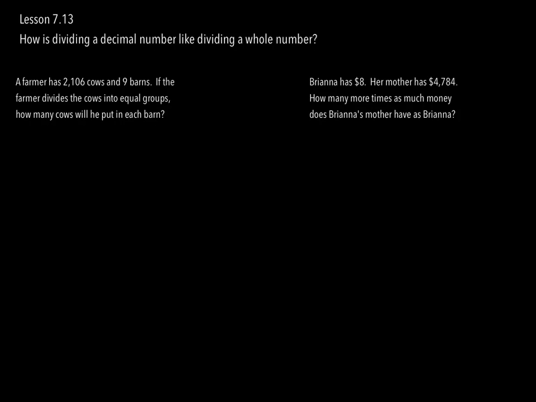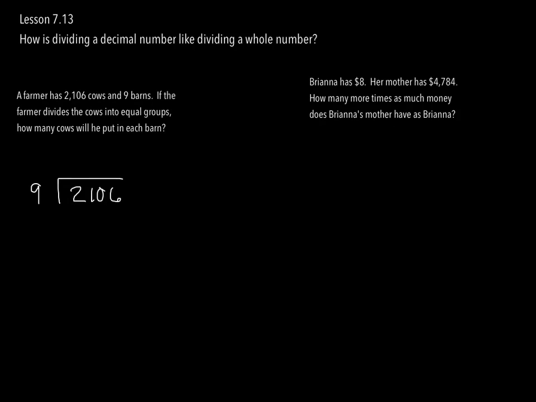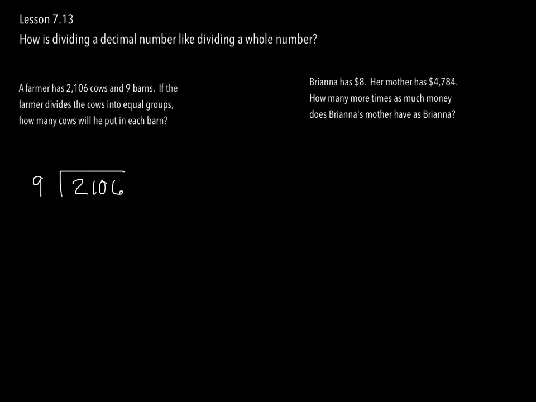All right, fifth graders, when we look at this problem, I'm going to do them the traditional way. Actually, you know what? I'll try and do one the partial product expanded notation. Okay, so we're going to take 2,106 cows and divide it into 9 barns. So to do this, I'm going to have to write smaller, I guess.